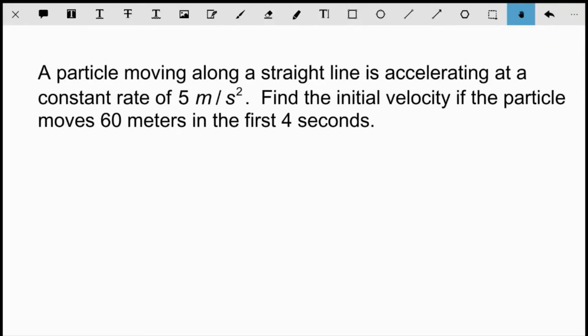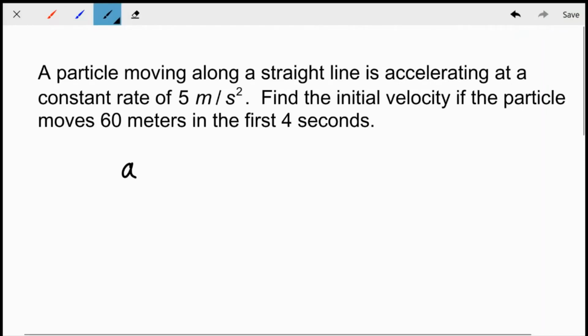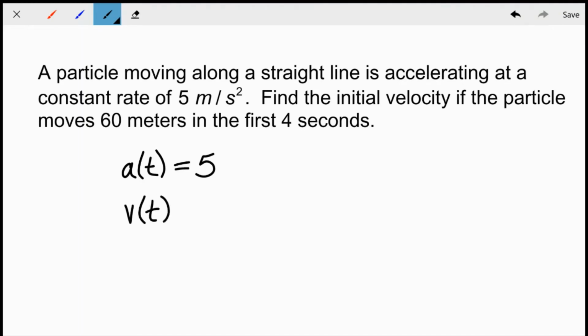A particle moving along a straight line is accelerating at a constant rate of 5 meters per second squared. Find the initial velocity if the particle moves 60 meters in the first 4 seconds. Okay, so think about your initial information here. We know our acceleration is 5 meters per second squared. Okay, so from that, I can get my velocity function, which would be 5t plus c.